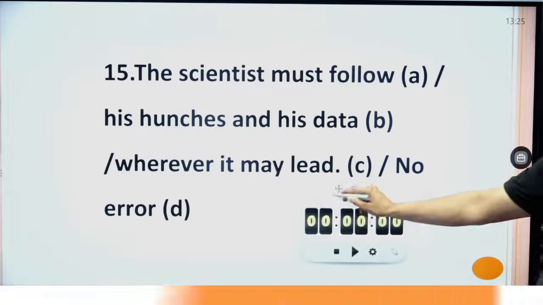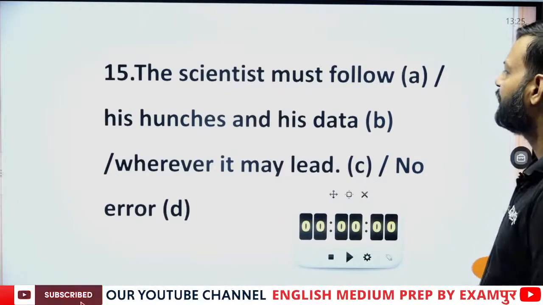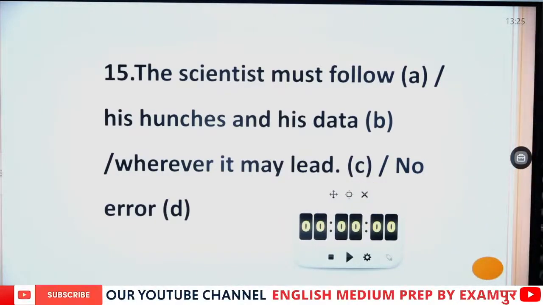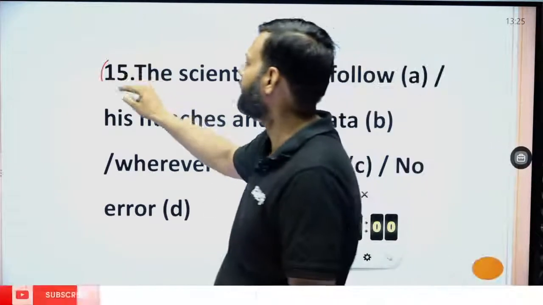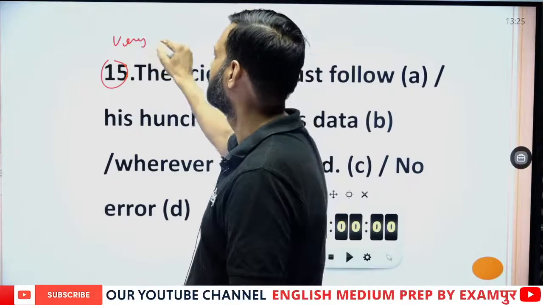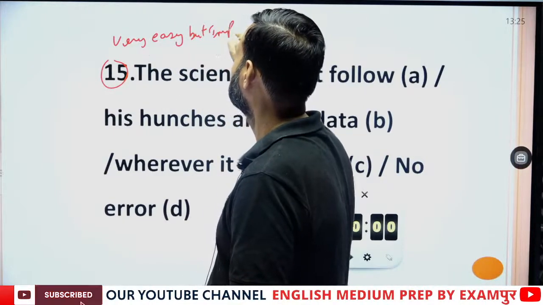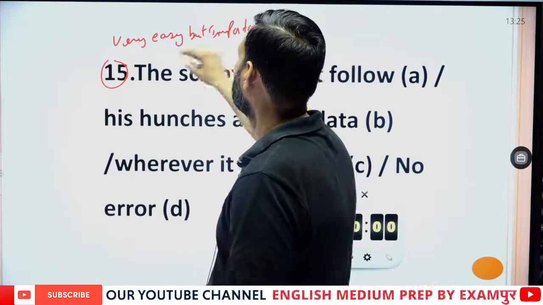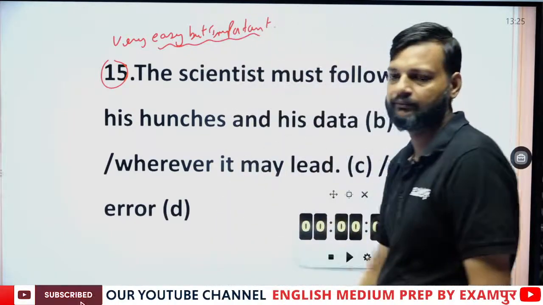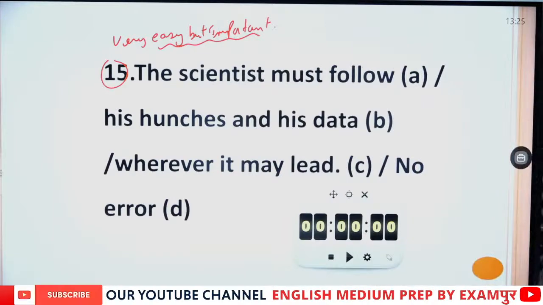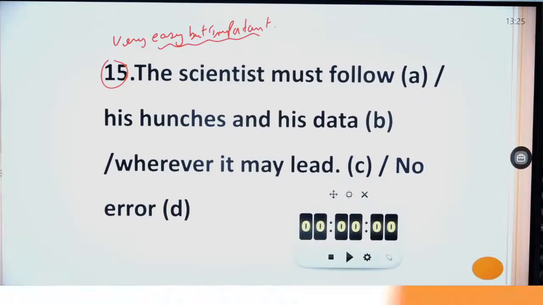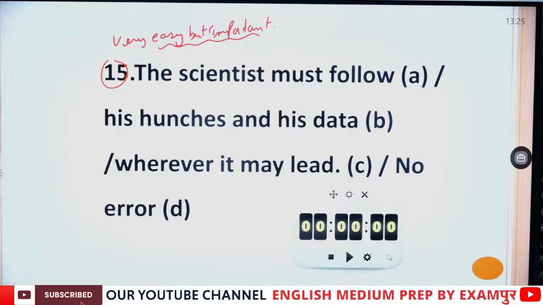The scientist must follow his hunches and his data wherever it may lead. Now this is also a very important question, very easy but important.